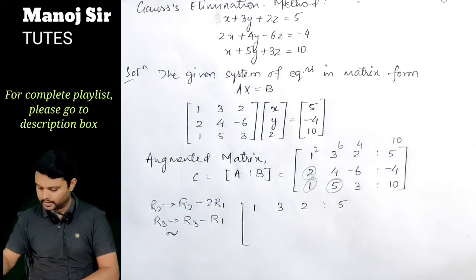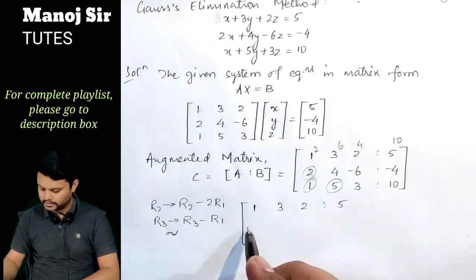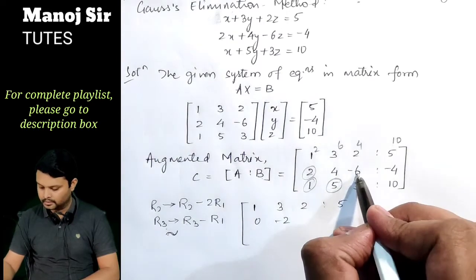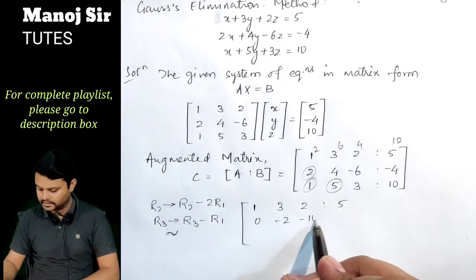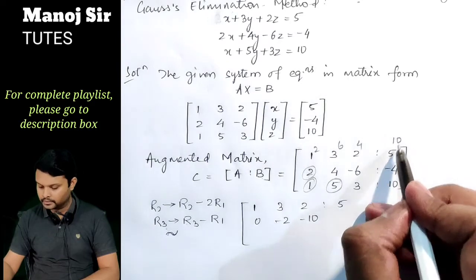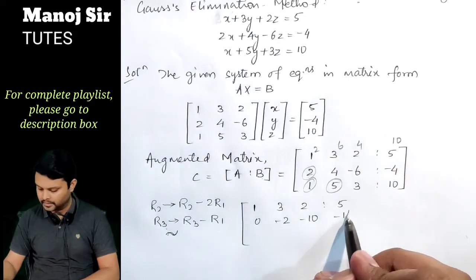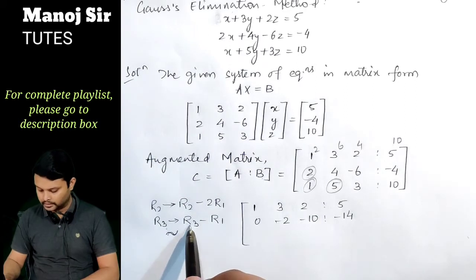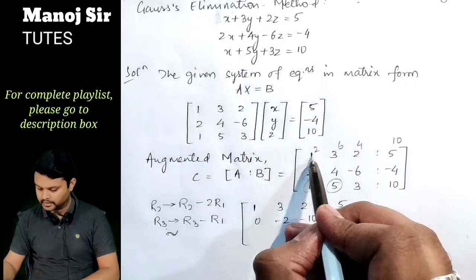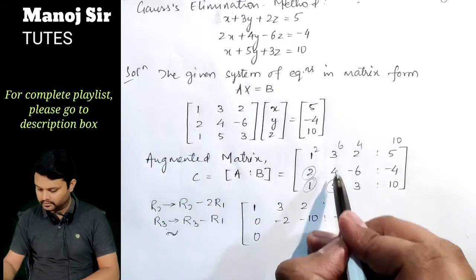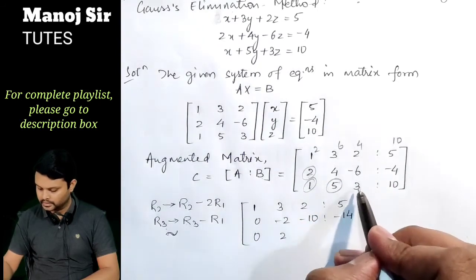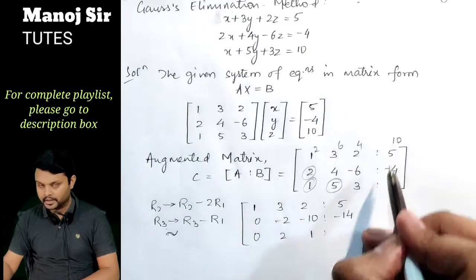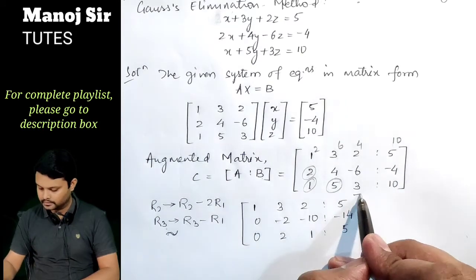Now subtract: 2 minus 2, that is 0. 4 minus 6, that is minus 2. 6 minus 4... minus 10 for the third entry, that is minus 10. Then 4 minus 10, that is minus 14. Then coming to the third row, that is R3 minus R1: 1 minus 1, 0. 5 minus 3, that is 2. 3 minus 2, that is 1. Then 10 minus 5, that is 5.